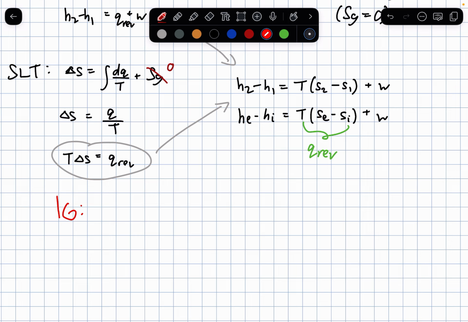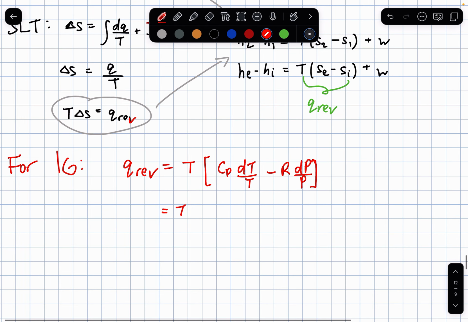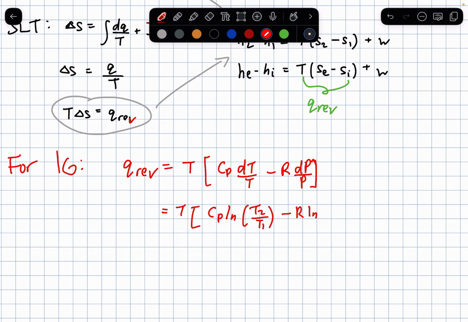For ideal gas, Q reversible. Since reversible is a condition in the ideal gas scenario, T delta S is going to be Cp dT over T minus R dP over P. In other words, delta S equals Cp ln T2 over T1 minus R ln P2 over P1.